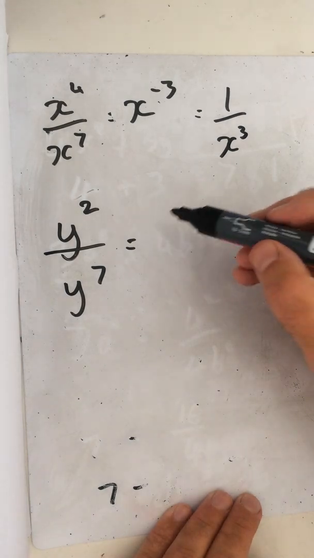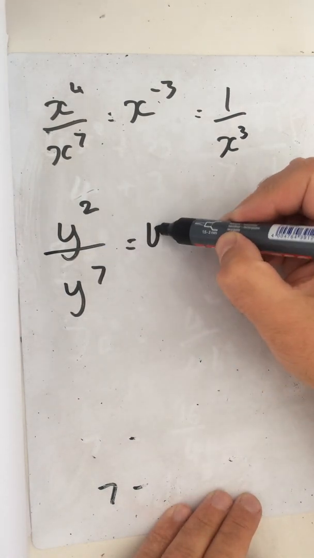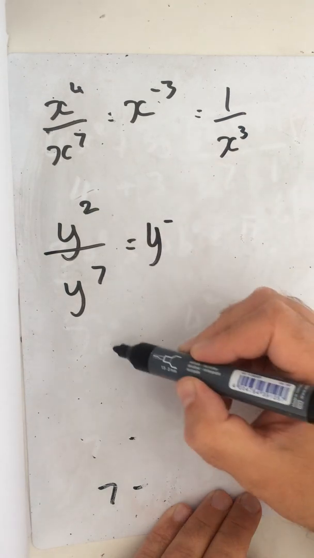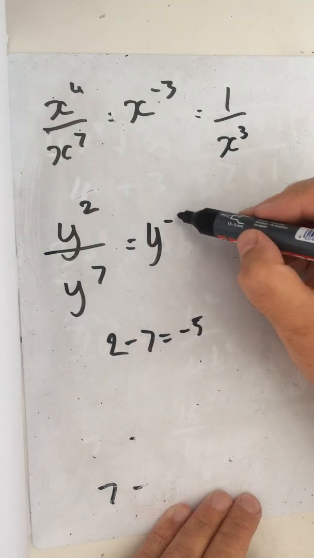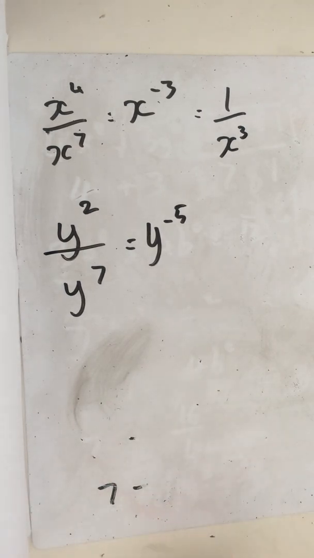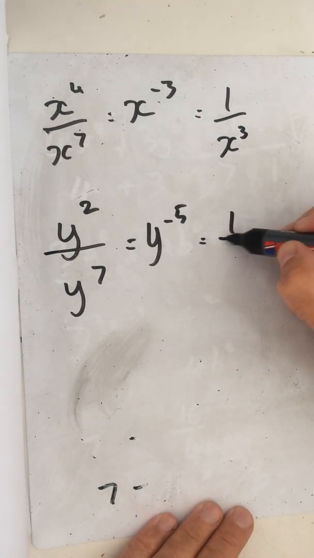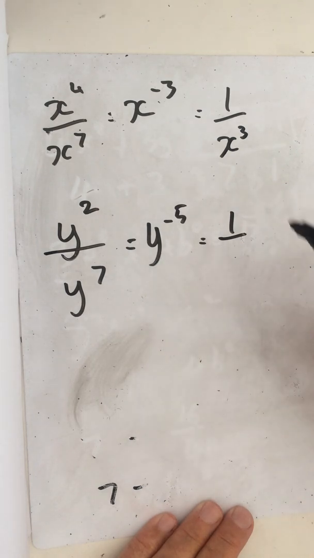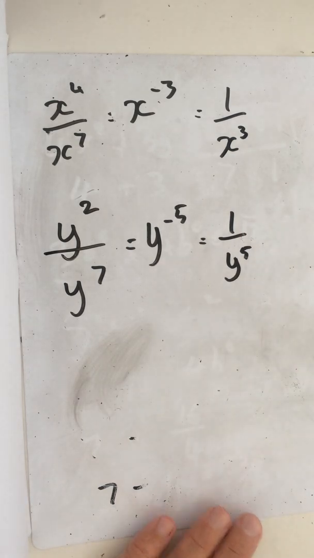Right, let's have a little look. So I know I have to subtract these. So 2 take away 7 gives me minus 5. So it becomes y to the power of minus 5. Then I want to put that into a fraction. So I'm going to put 1 over the top, remember, just the same as we showed you in the last part. So 1 goes over there, and this becomes y to the power of 5.